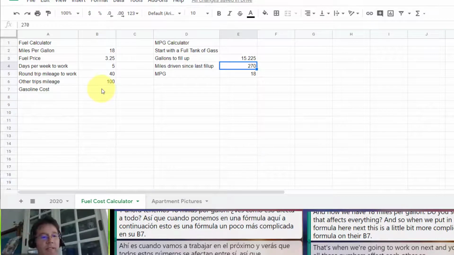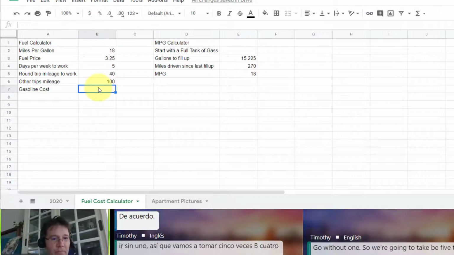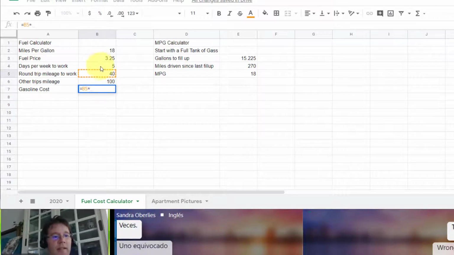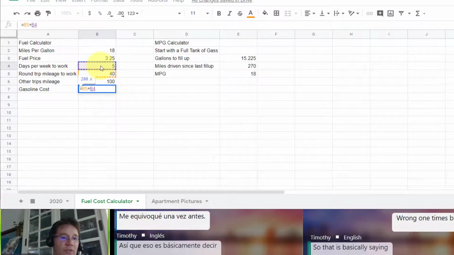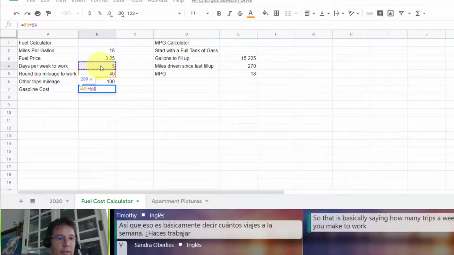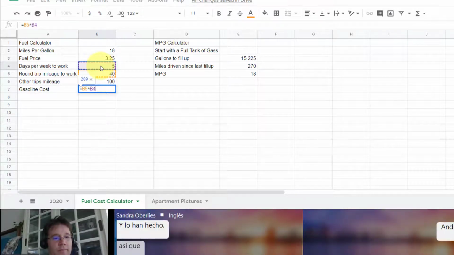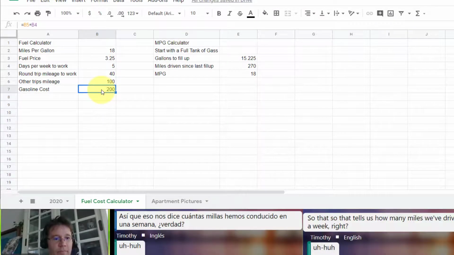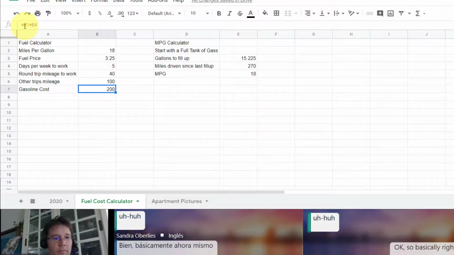So how do we do that one, Ms. Overleaf? So equal sign, and we're going to take B5 times B4. So that is basically saying how many trips a week do you make to work? And so it's 5 times 4. So that tells us how many miles we've driven in a week, right? Mm-hmm. Okay, so basically right now this is miles, and I've got my formula.